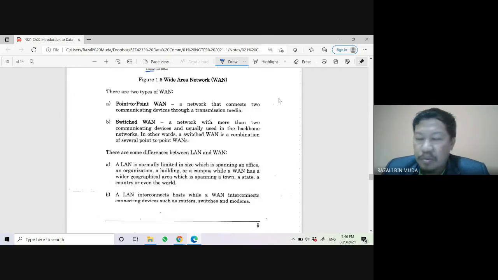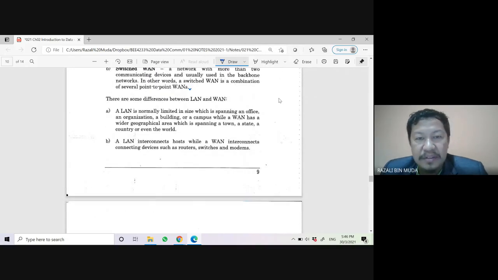There are two types of WAN. First is point-to-point WAN, a network that connects two communicating devices through a transmission media. Second is switched WAN, a network with more than two communicating devices, usually used in the backbone network. In other words, a switched WAN is a combination of several point-to-point WANs.